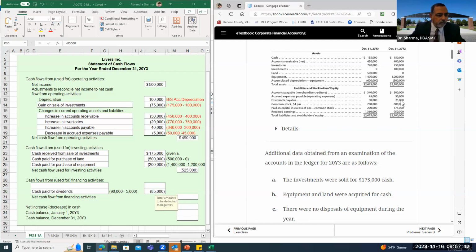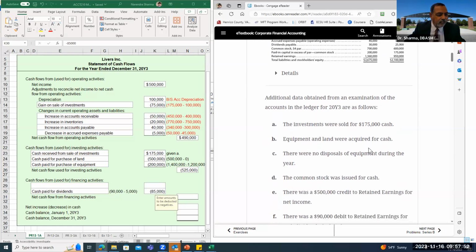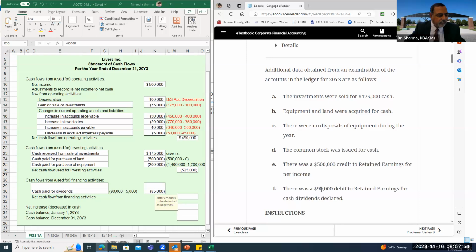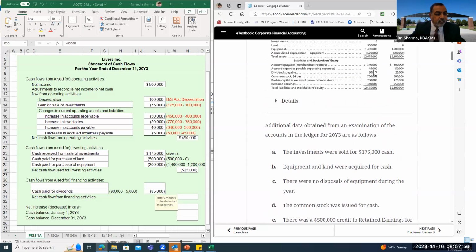So here, the direct way is, since the dividend payable has increased, that means I did not pay that 5,000 which I declared. So 90,000 was the amount that was declared. Out of that, 5,000 I have not paid because my dividend payable has increased. So therefore, it is only going to be 85,000.